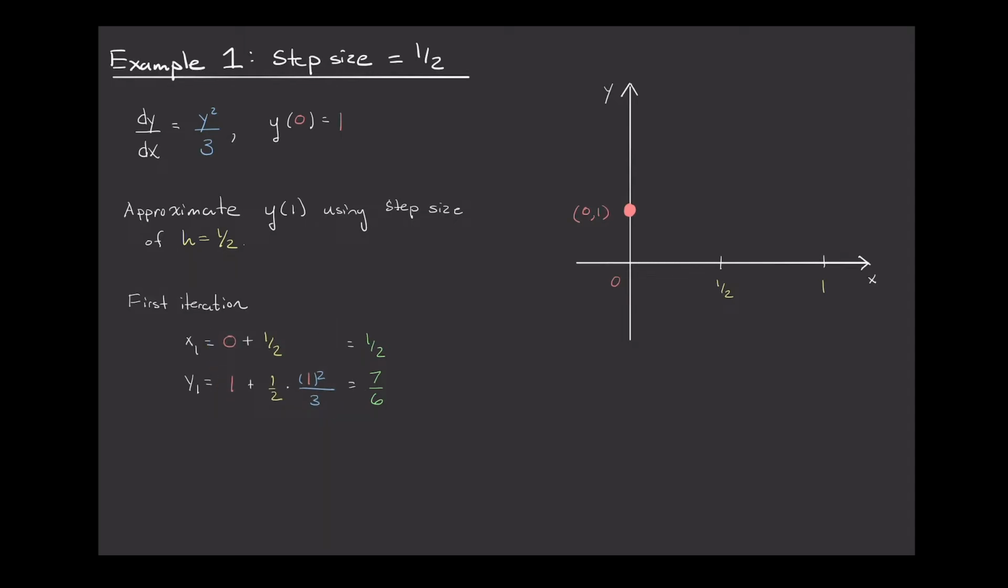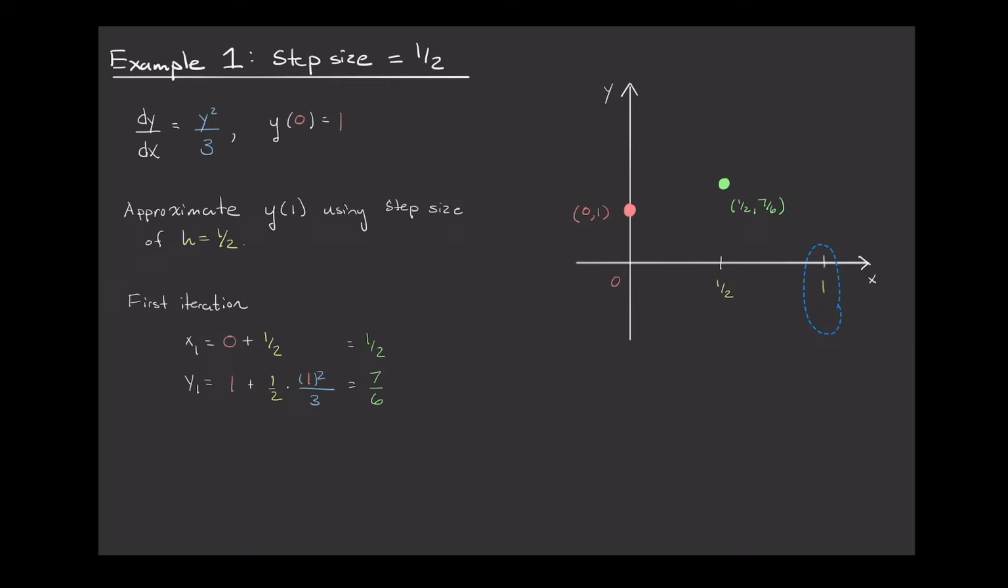Once we do that, for y, we get a new y value of 7/6, which is slightly larger than 1, which makes sense because this should be a non-negative and in most cases positive slope. So we should be increasing our y value as we go to the right. So we graph our new point, making sure that the y value is slightly above 1, and then we'll do our second iteration. We want to approximate a value when x is equal to 1.